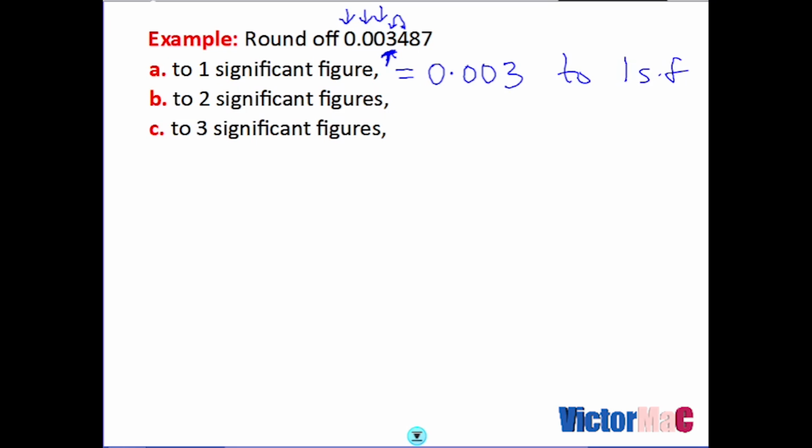Number 2, the same way, our highest place value, the first 3 higher place values are not significant, so we just write them. We start from here, 1. Before I write this second one, which is 4, will 8 round 4 up? Yes, so we're going to have 1 added to 4, that's 5. So to 2 significant figures. And then the last one, the 3 significant figures, 0.00.